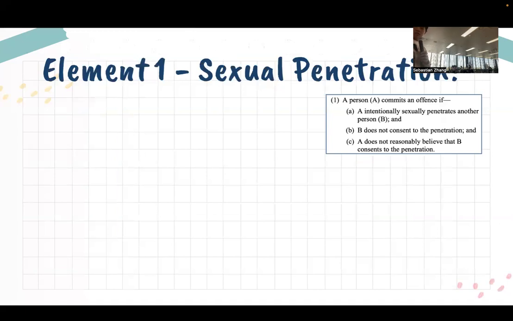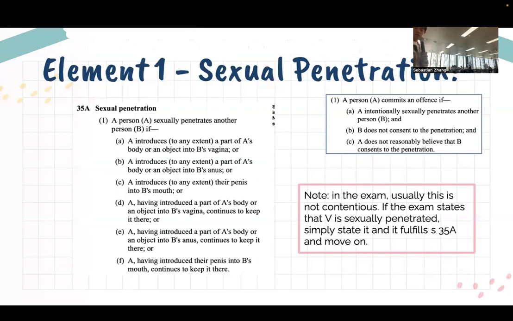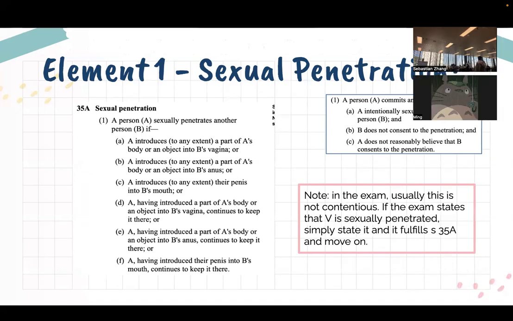So first of all, we have the first actus reus, element 1, sexual penetration. I'll talk about that. Basically, A sexually penetrates B if A introduces any part, to any extent, of A's body into B's vagina. So this could include anything, right? As long as it's any body part, it will satisfy. Again, any part into B's anus will be considered as well, or B's mouth, there will be penetration as well.